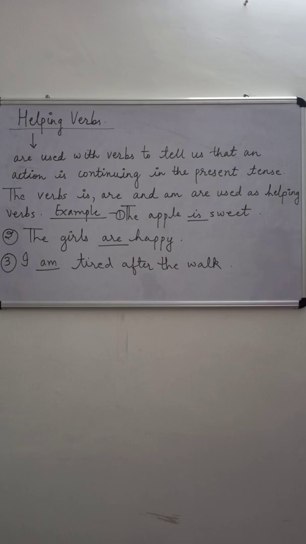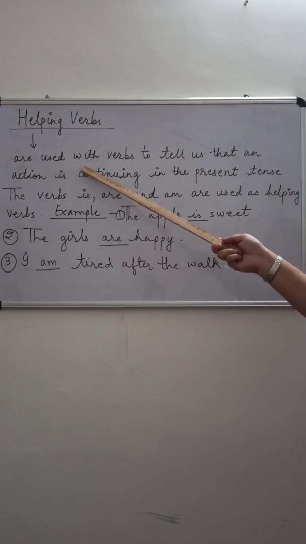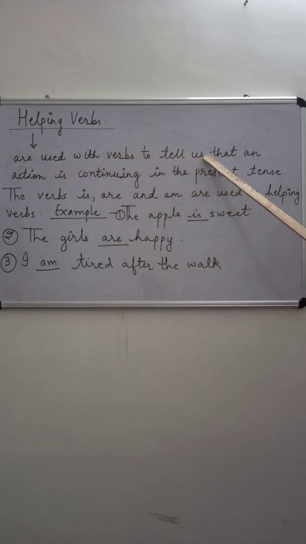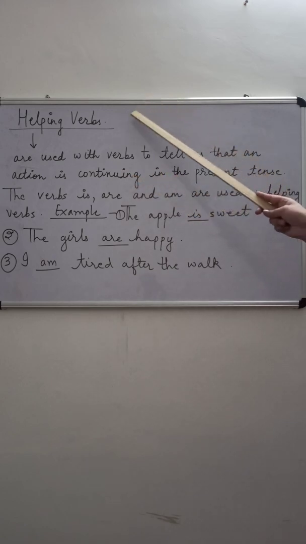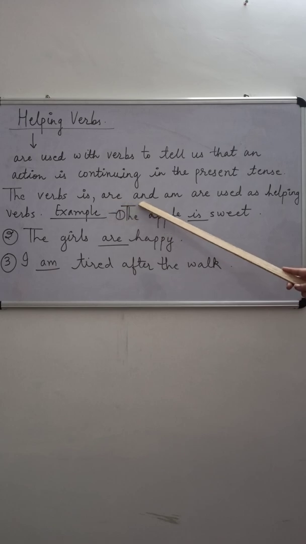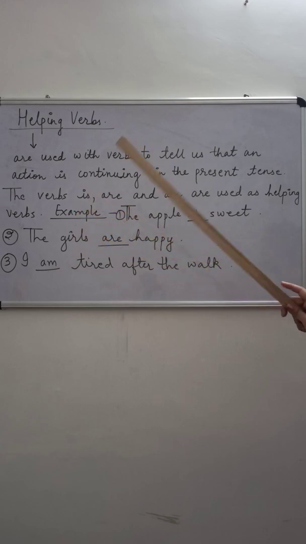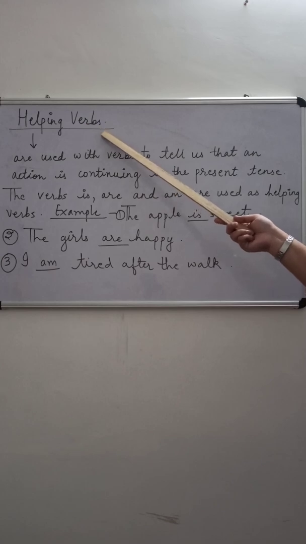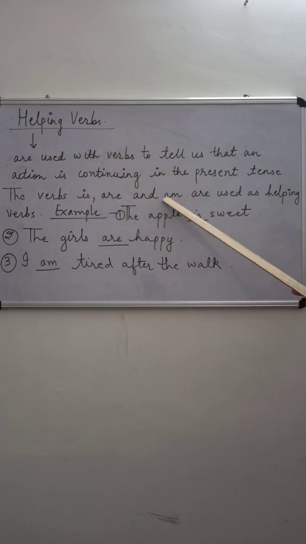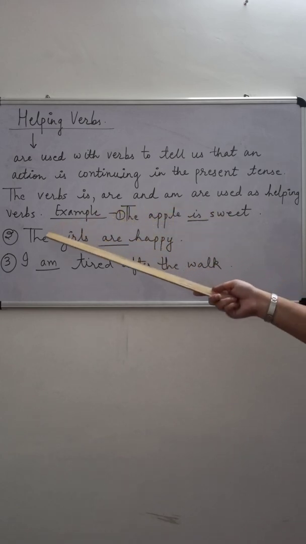Now let us talk about helping verbs. What are helping verbs? Helping verbs are used with verbs to tell us that an action is continuing in the present tense. Helping verbs are is, are and am. Okay. So these verbs tell us that an action is still happening in the present. It is still on. The action is on in the present tense. Now, what are the helping verbs? Is, are and am are used as helping verbs.